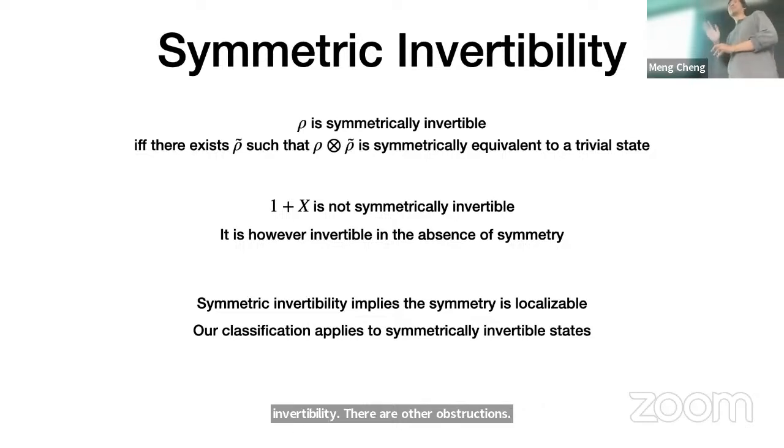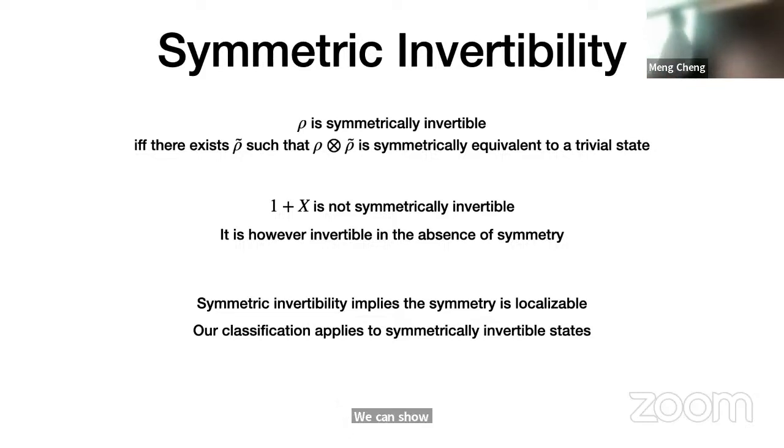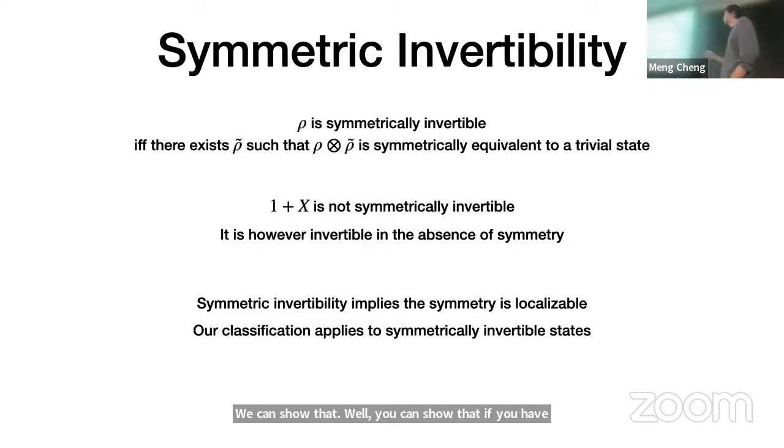I think we know examples where it has no strong to weak, but it's not invertible. But I don't feel like I'm ready to discuss it here. Let's consider this as a separate condition. You can show that if you have strong to weak SSB, then it's definitely not invertible. So it's kind of sufficient, but not necessary, I guess.